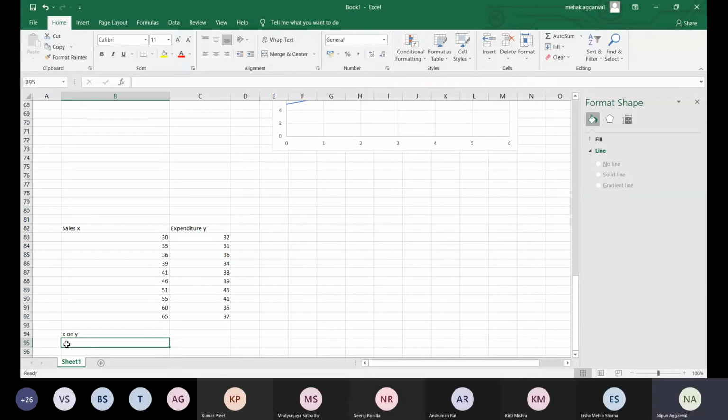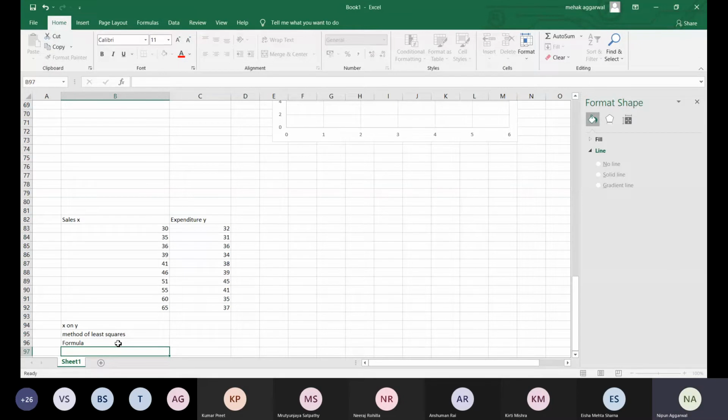Fine enough. So I want to find the effect of expenditure on sales, or in other words, the effect on sales for expenditure. So that's why we want to find the x on y. There will be two methods to find this x on y. That is the method of least squares, and the second one is the formula. First we'll do the method of least squares.